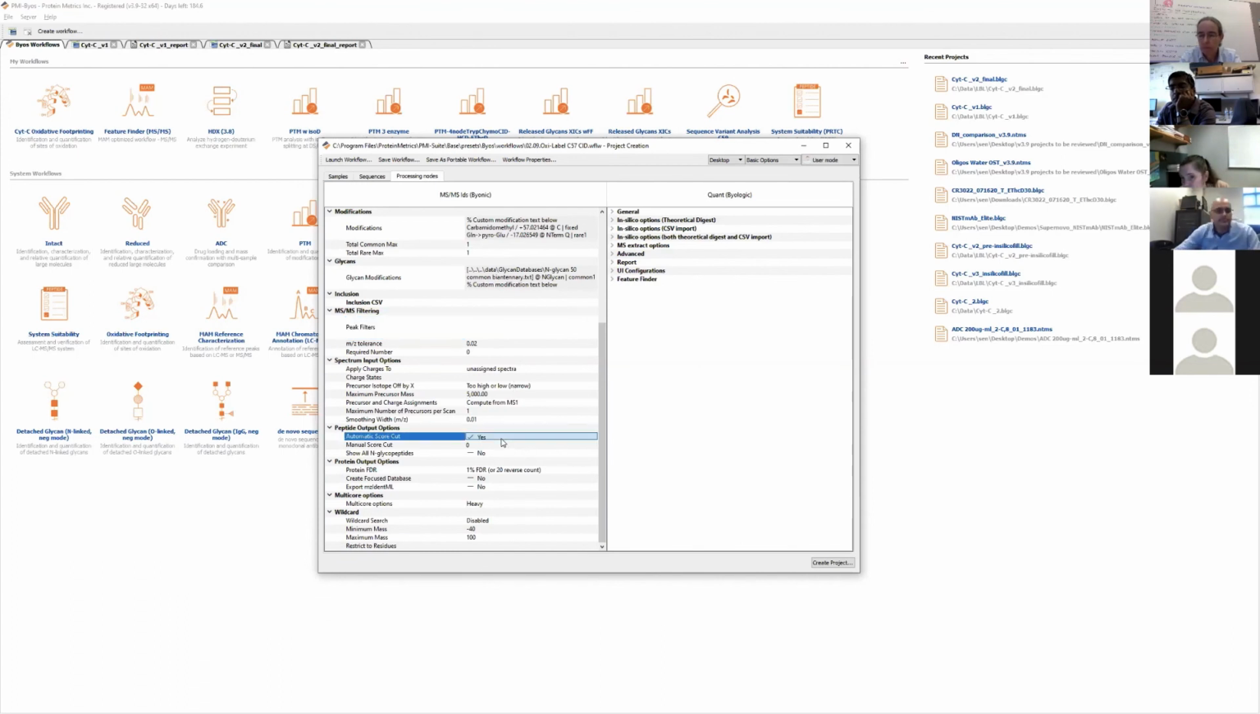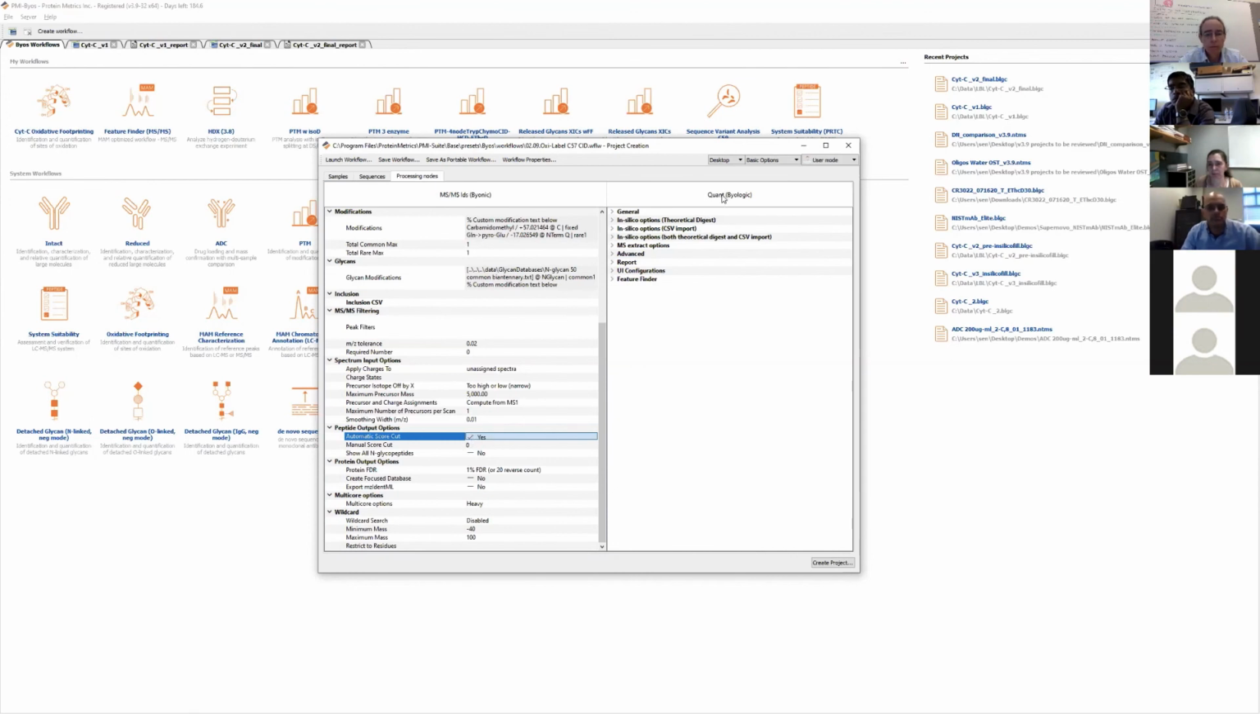I think just one thing to keep in mind: Bionic Search does apply an automatic score cutoff, which means anything above a 5% false discovery rate will actually be filtered out of the results. So that's what that is.